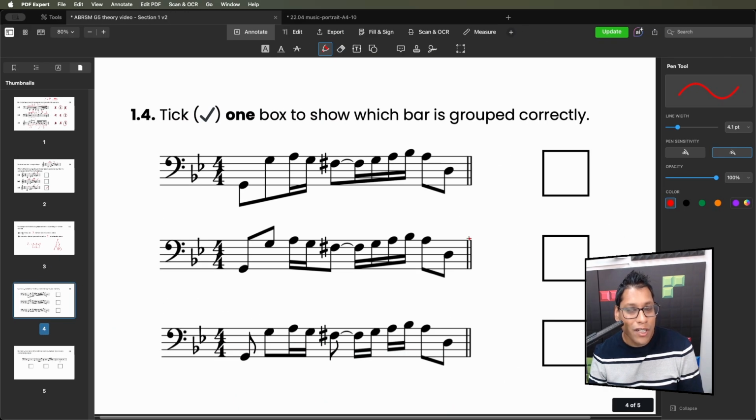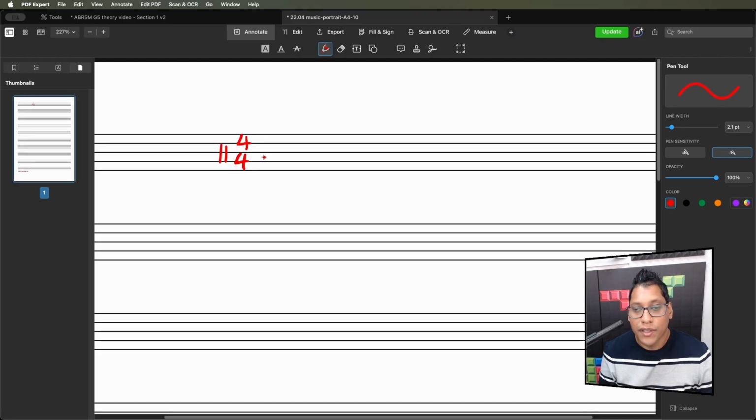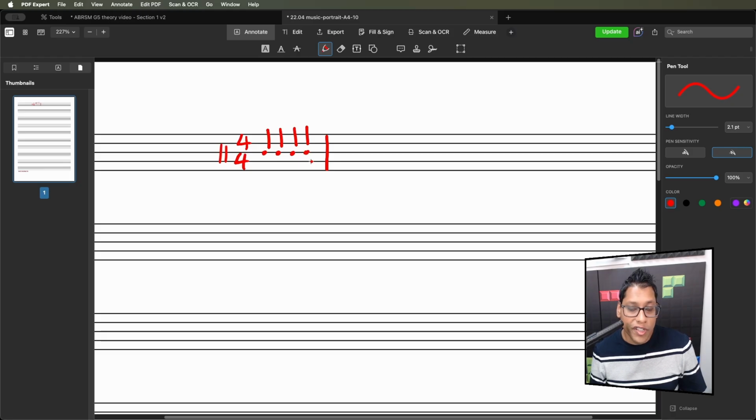These tend to be a little bit trickier for students because 1.4 and 1.5 deal with beamings, groupings, and rests, which tend to be more complicated than the other questions. What we need to do here is figure out which bar is grouped correctly according to whatever time signature they've given you here. So here we have a 4/4 time signature, which is 4 crotchets in the bar. Each of these 4 crotchets divides into 2 quavers.